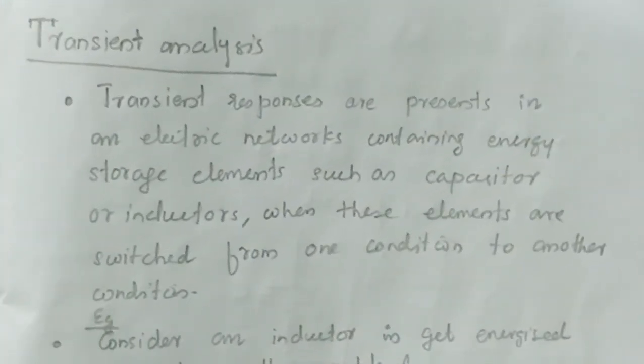I am going to explain about Introduction to Transient Analysis. We know an electrical network is constructed from series and parallel combination of two terminal circuit elements. Circuit elements are broadly classified into two categories: active and passive circuit elements.